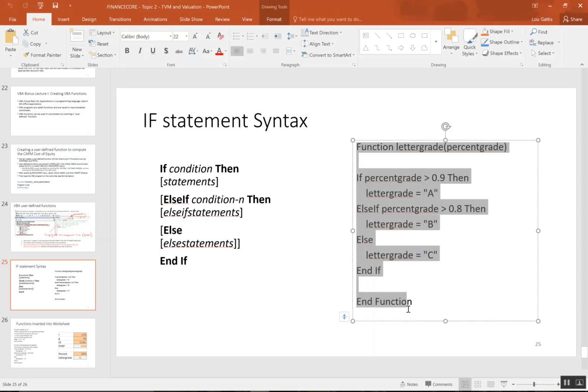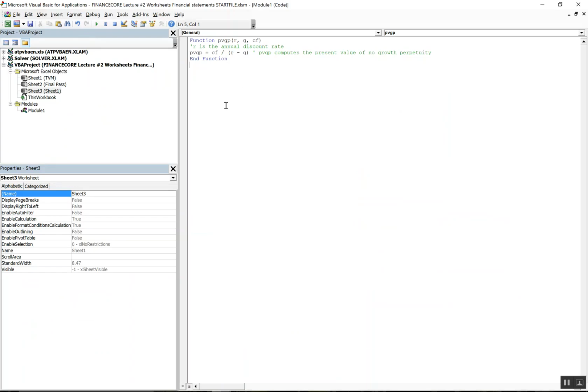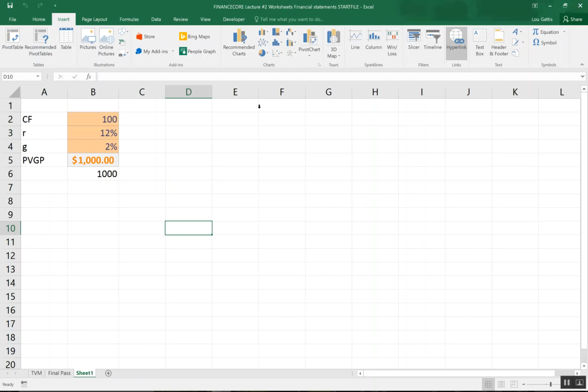To save ourselves a lot of work, I'm going to copy it right from here. Copy. I'm going to go to my workbook, do Alt F11, and just paste it down here. Notice one module can have many functions. I have function letter grade, parameter percent grade, and there's my function. I'm going to close that.